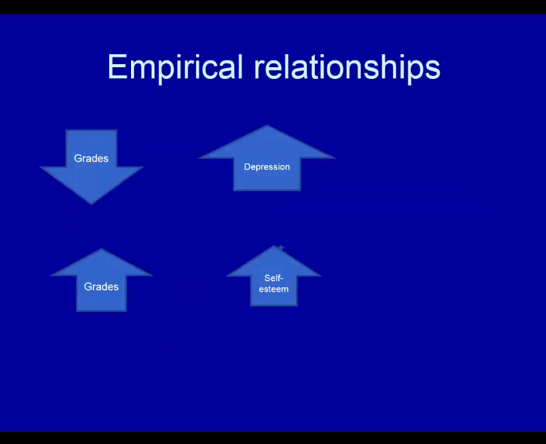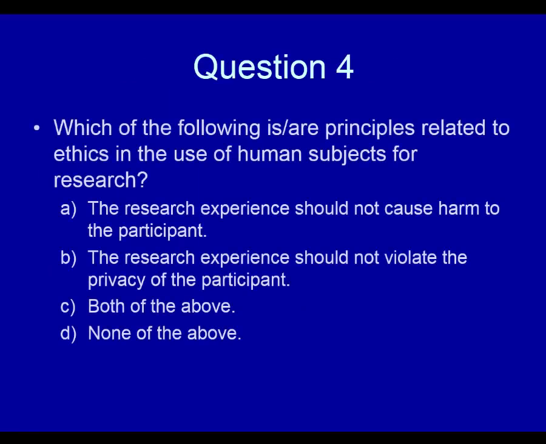Here is a depiction of that with arrows that may help you. The first one is a negative relationship showing that as depression goes up, grades go down. Then you have a positive relationship depicted. As grades go up, self-esteem goes up, or as self-esteem goes up, grades go up. So here you have a depiction of a negative empirical relationship and a positive empirical relationship. Here's question number 4.